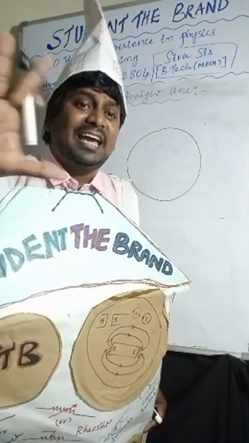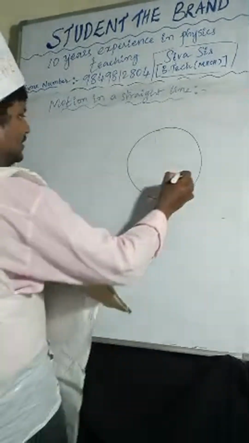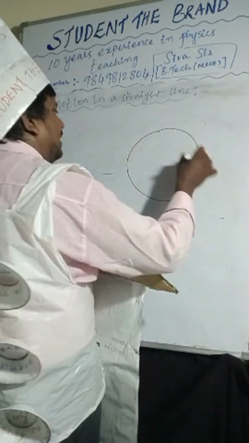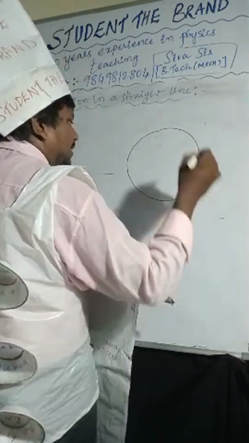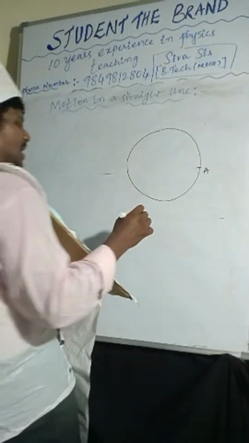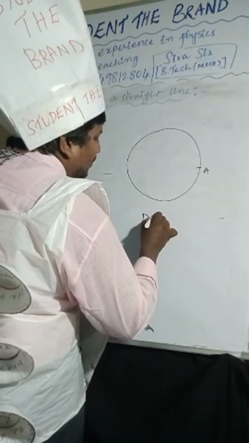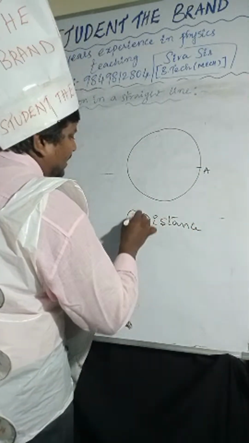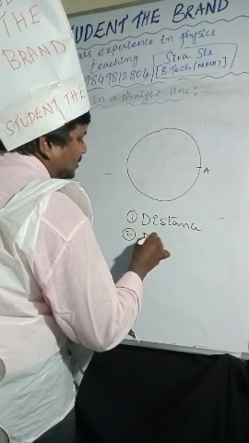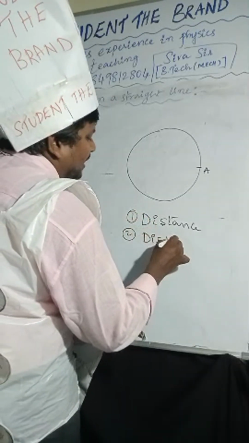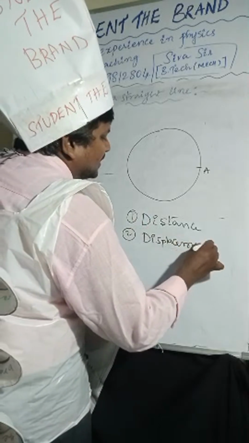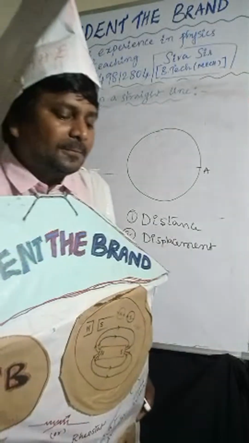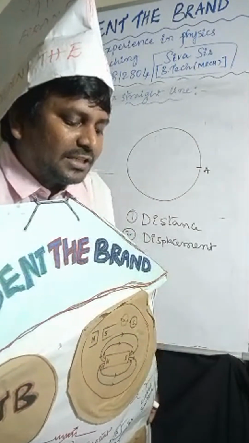In this case, I'm taking the starting point. The object reaches the same point, so the end point is also the same. So what is the distance? First one, then coming to the second one: what is the displacement? In this case, distance is 2 pi r. It is circular motion.